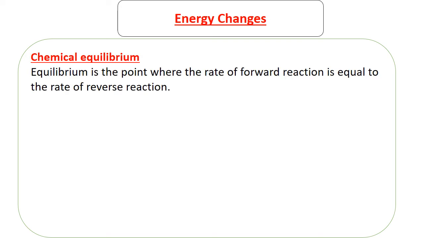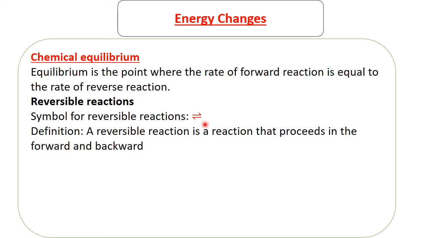Chemical equilibrium, or the point of equilibrium, is the point where the rate of forward reaction is equal to the rate of reverse reaction. So there are some reactions which are said to be reversible reactions. By the way, the symbol for reversible reactions is these two half arrows. The definition of a reversible reaction is a reaction that proceeds in the forward and backward direction. So in these reactions, products are formed from the reactants, and the same products also break down into the reactants.